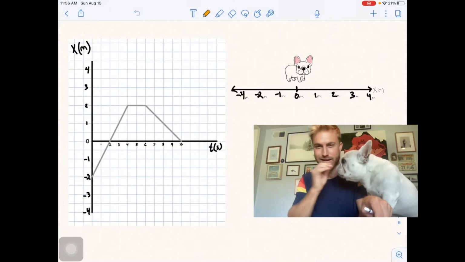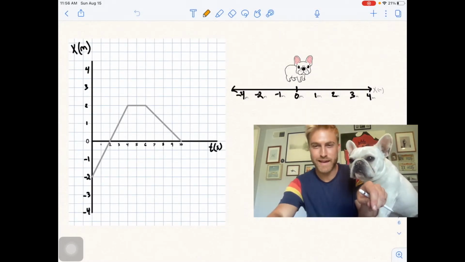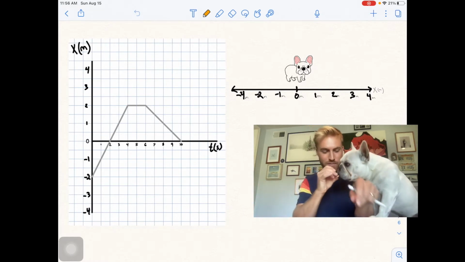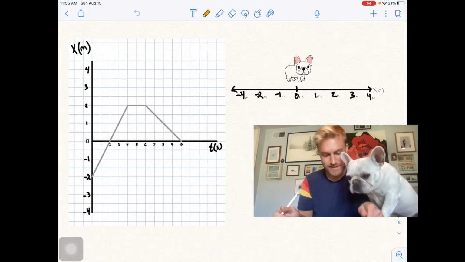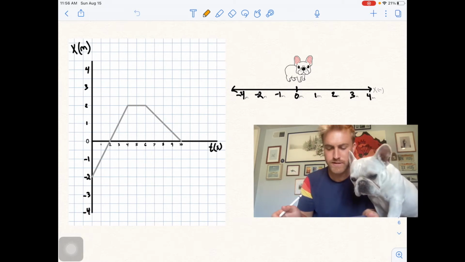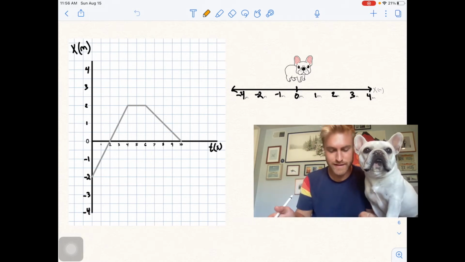All right, I have Frankie here, and we are going to teach you about position versus time graphs. So let's take a look at this. What is a position versus time graph? Here's one right here on the left.